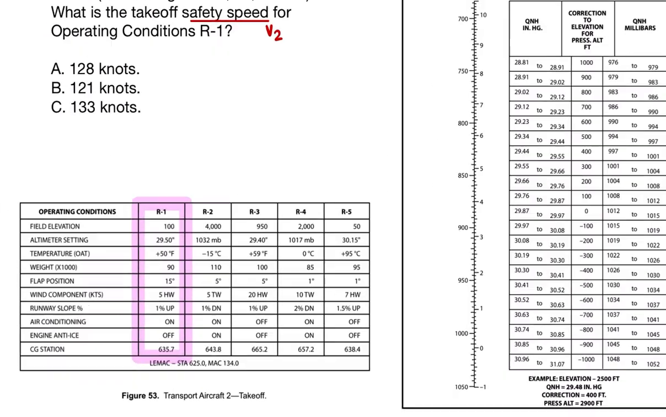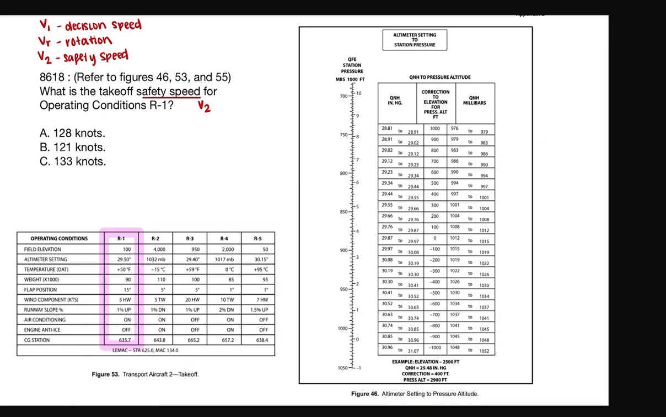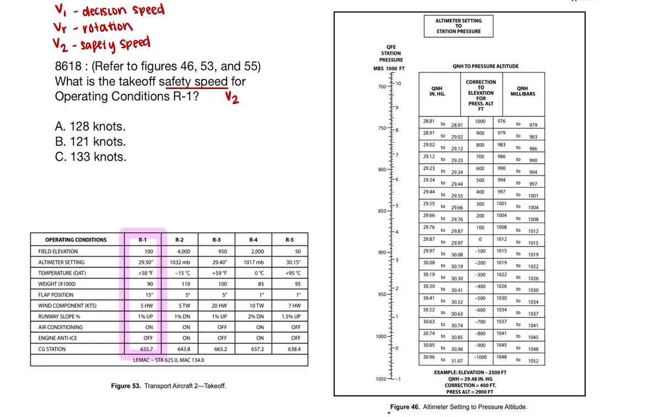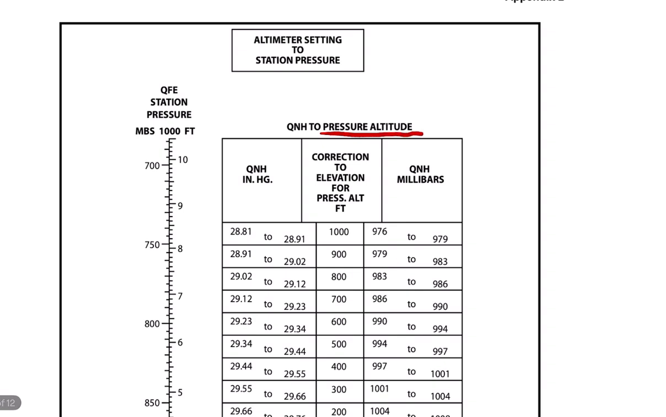So we need to figure out a pressure altitude. If you look at this, it just says field elevation. But it doesn't actually give us a pressure altitude specifically. So where can we get that pressure altitude? We're going to get it over here on figure 46. Now, again, if you want, you can just kind of underline that it's giving you the pressure altitude.